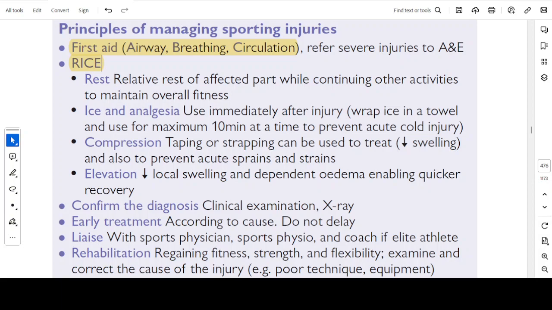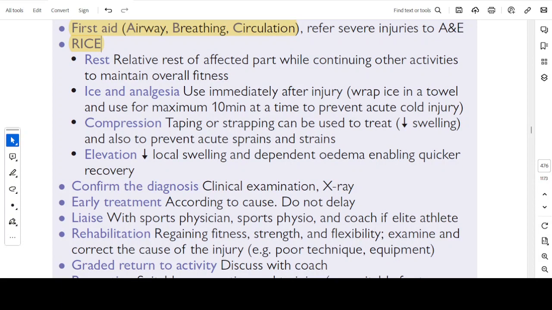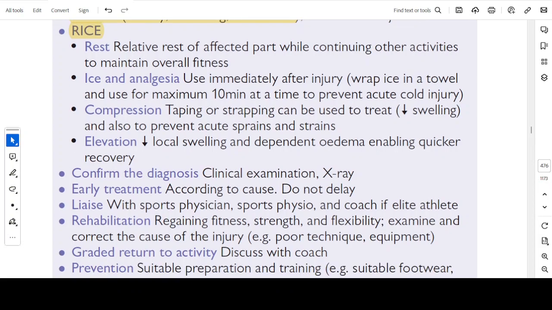Relative rest to the affected part while continuing other activities to maintain overall fitness. Ice and analgesia are used immediately after injury. Wrap ice in a towel and use for a maximum of 10 minutes at a time to prevent acute cold injury. Compression: taping or strapping can be used to decrease swelling and also to prevent acute sprains and strains. Elevation decreases local swelling and dependent edema, enabling quicker recovery.